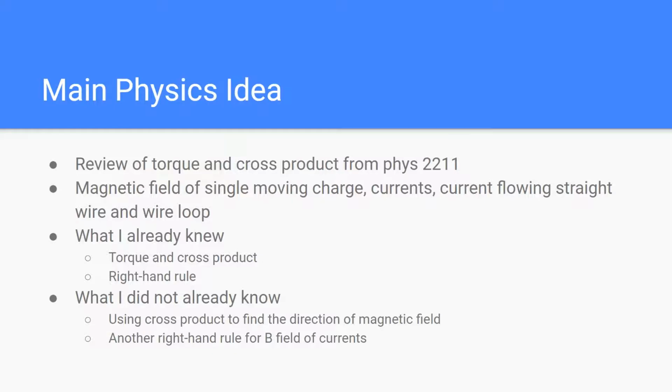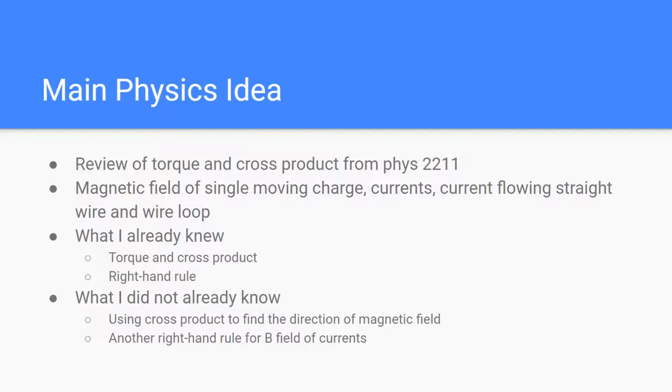So for a single moving charge, we learned that the B field, which is the magnetic field, is equal to the sign of q times the cross product of v hat and r hat. And v is basically the direction in which the charge is moving, and r is the distance from the observation point. And then we also learned the Biot-Savart law, which states the magnetic field is equal to the magnetic constant times charge times the cross product of v and r hat over distance squared.